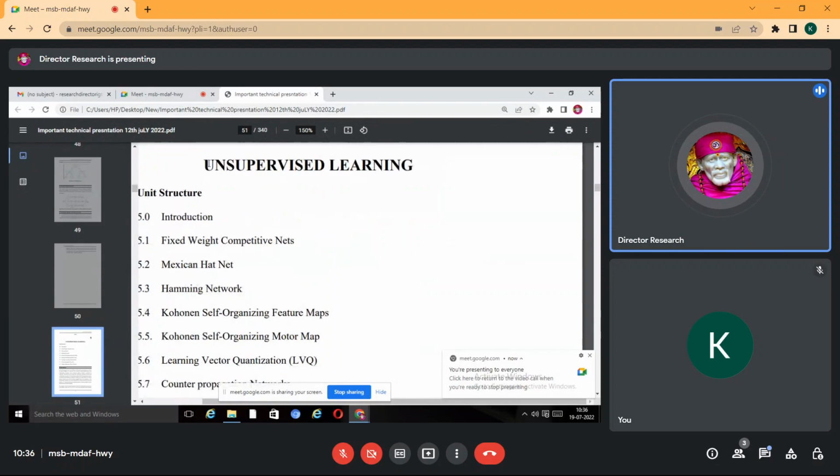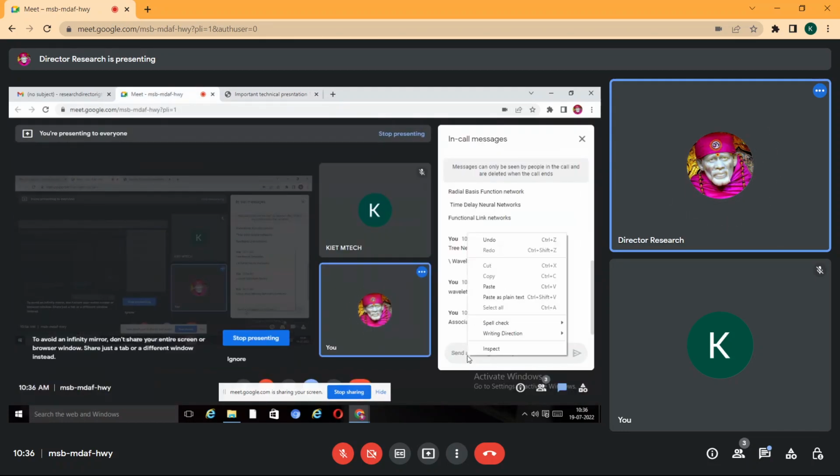Then you should know about what is unsupervised learning. This is the concluding topic in this session.